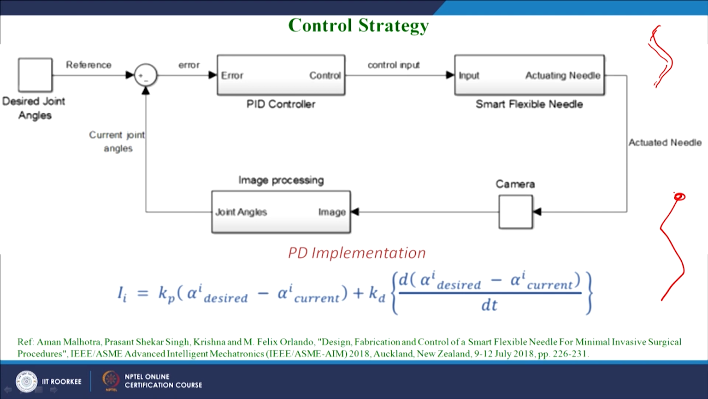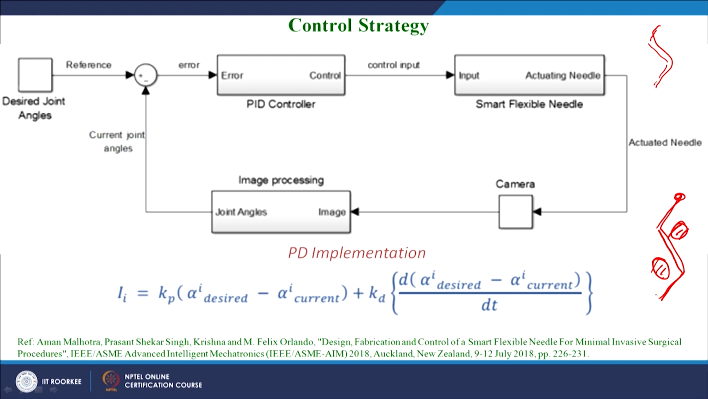Suppose this is the shape to reach this target inside the cancerous region. This could be an obstacle and this could be an obstacle, but we need to reach this target by a smart needle. So we not only focused on the tip, we have focused on the shape of the needle also. That is why our aim is to have the desired joint angles matched by the robotic needle system.